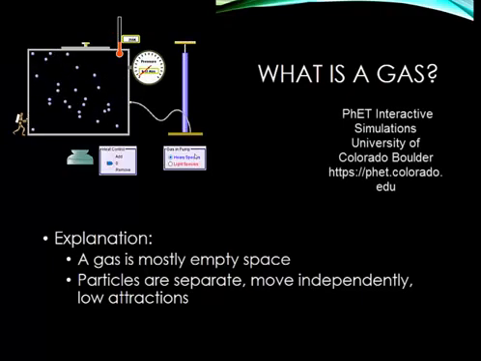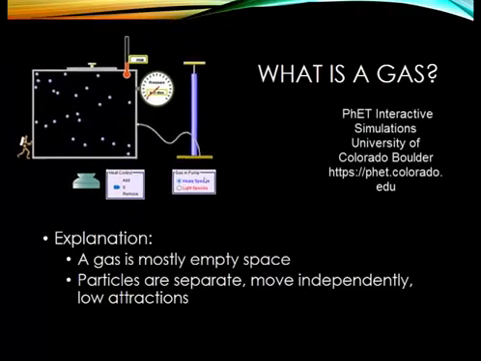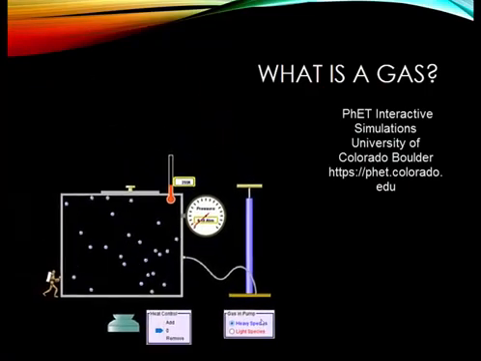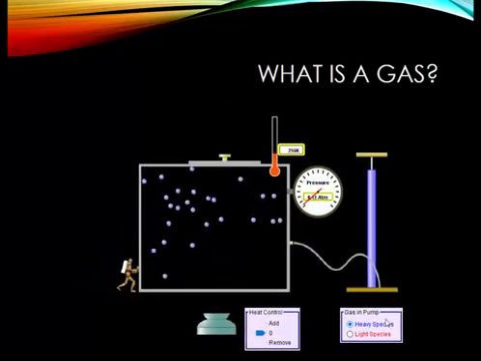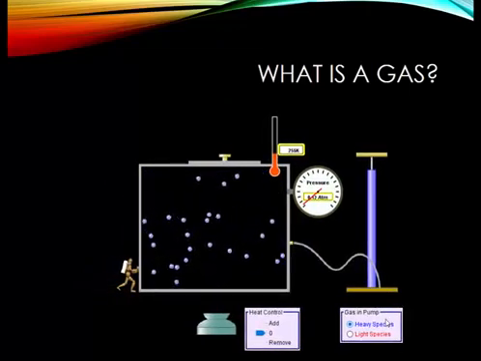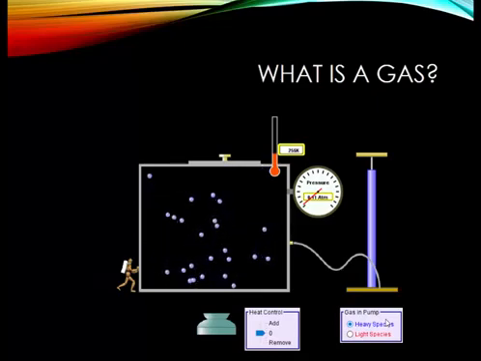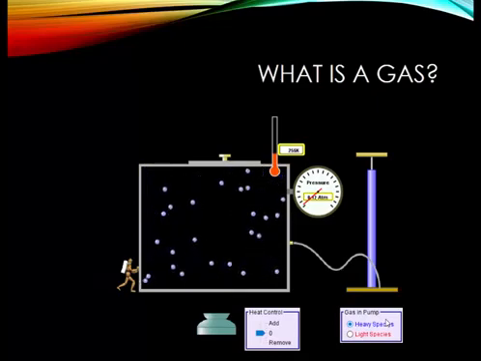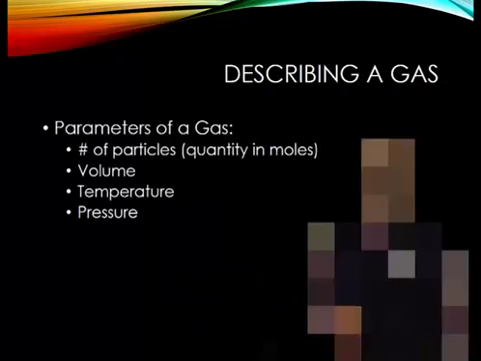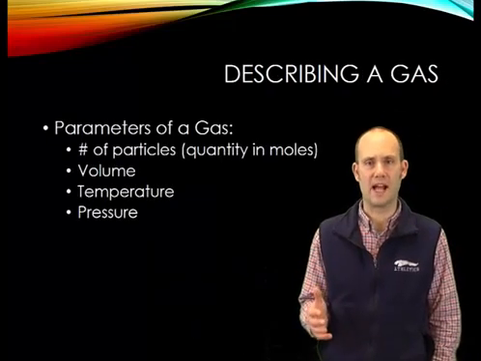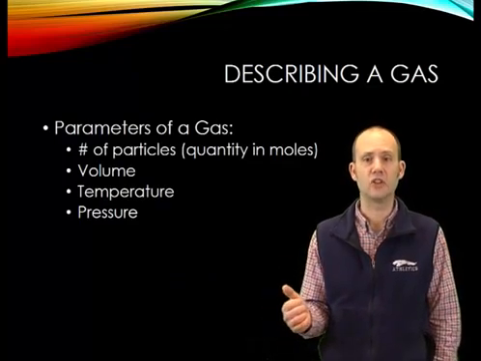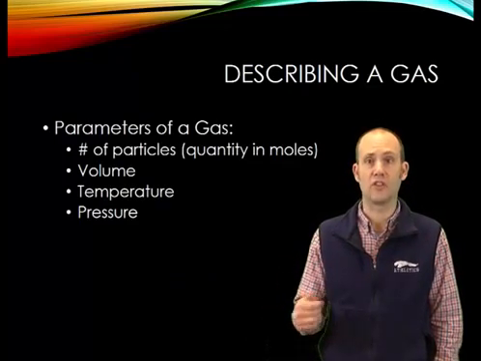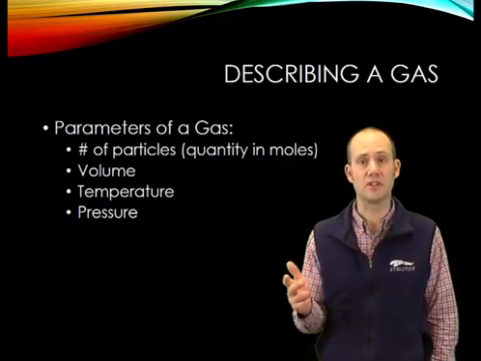In this simulation, we see particles moving about, hitting each other and hitting the walls of the container. They move in straight paths, only changing direction because of a collision. Some particles are moving faster, some are slower, but they all have kinetic energy. Because of the variety of particle velocities, we will often refer to the average kinetic energy of the particles. In order to fully describe a gas, we need to identify certain parameters of the sample that we're looking at. These include the number of particles, the volume, the temperature, and the pressure of the gas.